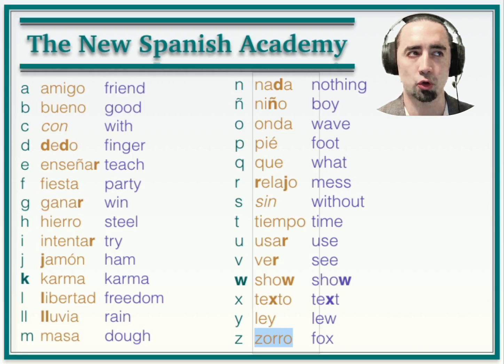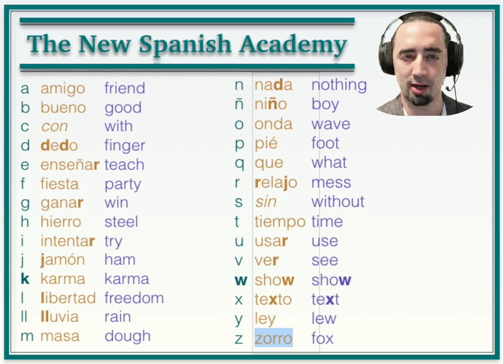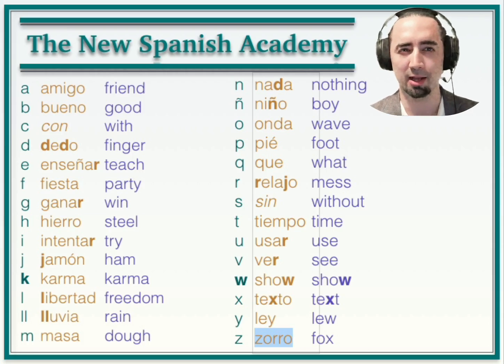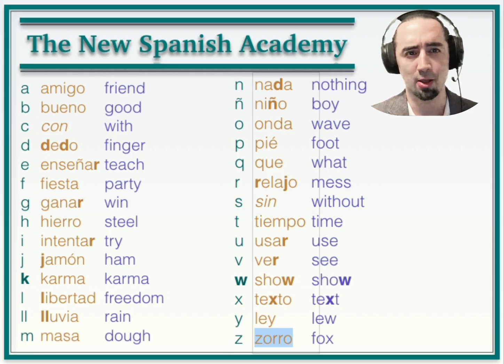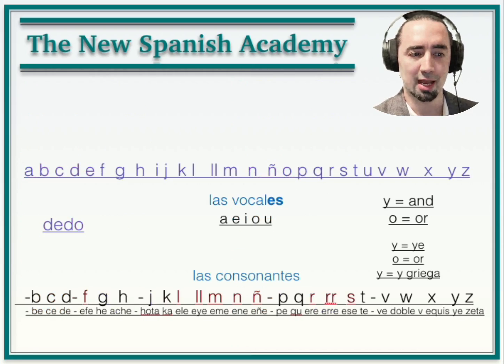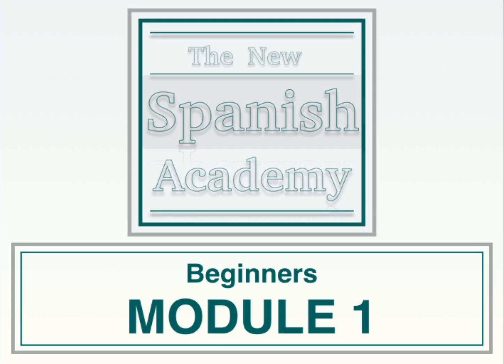If I say zorro, say zorro, Z-O-R-R-O, right? Try to play along, because it's just an act. We're acting all the time, and when I speak English, I'm acting, but my English is fluent, and your Spanish can be fluent just like that, okay? And just like that, we have finished the first module of the new Spanish Academy.